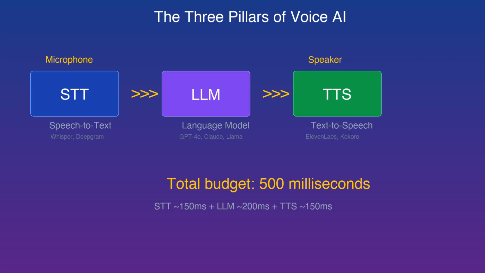Every voice AI system is built on three core technologies. Think of them as a relay race where each runner handles one leg. First, speech-to-text, or STT. This is the listening component. It takes raw audio from a microphone and converts it into written text. When you talk to Siri or Alexa, the very first thing that happens is your voice gets transcribed into words.